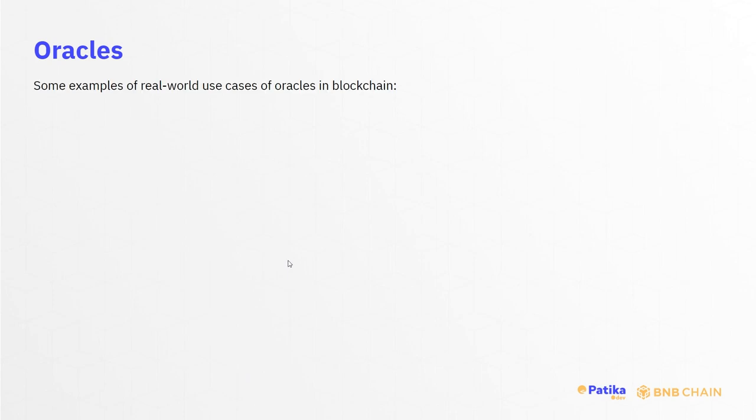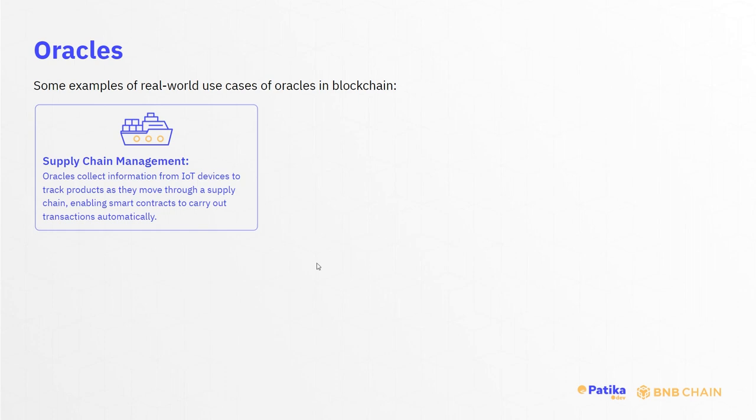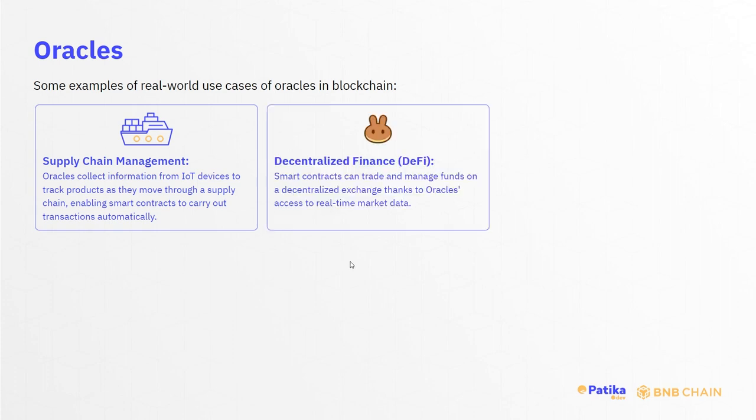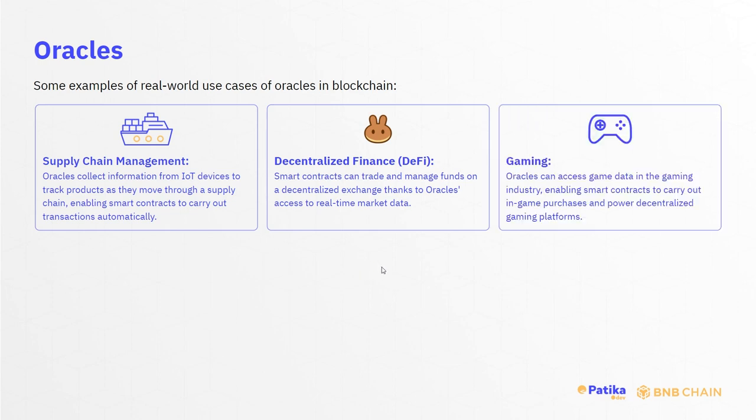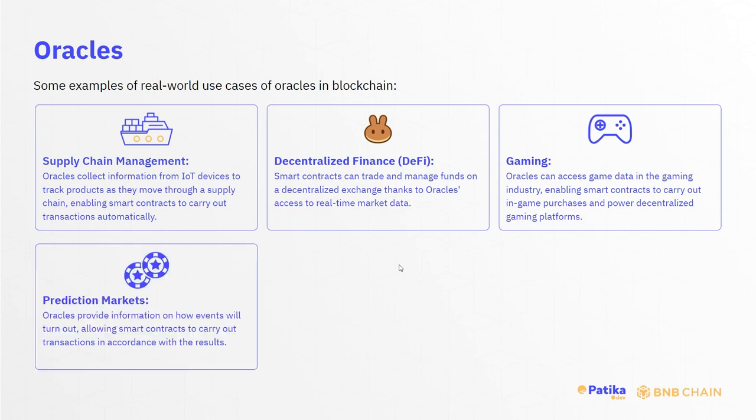Let us also see real-world use cases of oracles in a blockchain system. Supply chain management. Oracles collect information from Internet of Things devices to track products as they move through a supply chain, enabling smart contracts to carry out transactions automatically. Decentralized finance. Smart contracts can trade and manage funds on a decentralized exchange thanks to oracles' access to real-time market data. Gaming. Oracles can access game data in the gaming industry, enabling smart contracts to carry out in-game purchases and power decentralized gaming platforms.